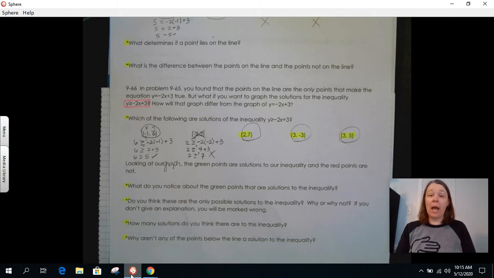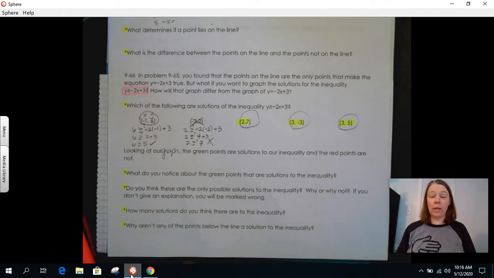On the graph, anything that's green was a solution to the inequality, meaning if I plugged it into the inequality, it would be a true statement. All the ones in red are not solutions to our inequality. So let's take a look at the graph. And as we're looking at the graph, we want to keep these 4 questions in mind because I'm going to ask these to you as Edpuzzle questions in just a minute after we looked at the graph.